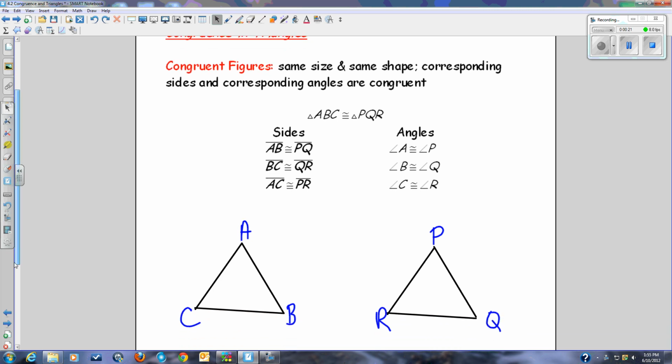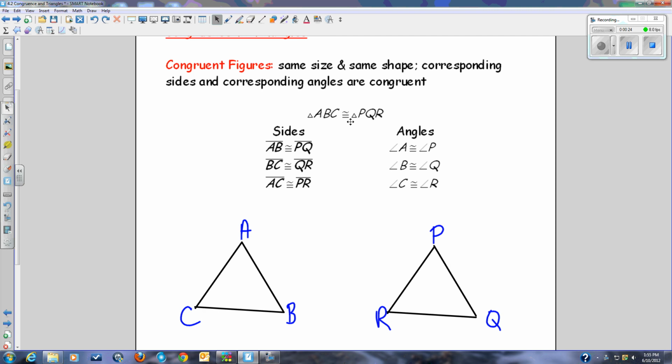So for example, if you have this statement, triangle ABC is congruent, and that's the symbol for congruent, to triangle PQR. Well, let's look at the order in which we actually list our vertices here. AB and PQ are in the same corresponding positions. So that means side AB is congruent to side PQ. BC and QR are in the same corresponding positions, so those segments are congruent. AC and PR are in the same corresponding positions, so those segments are congruent.